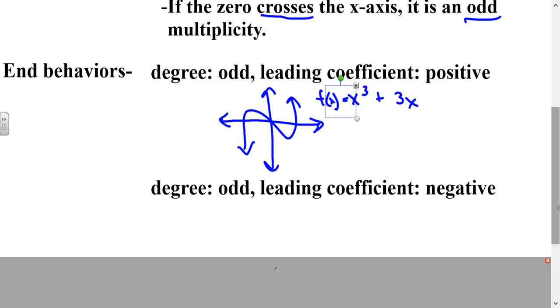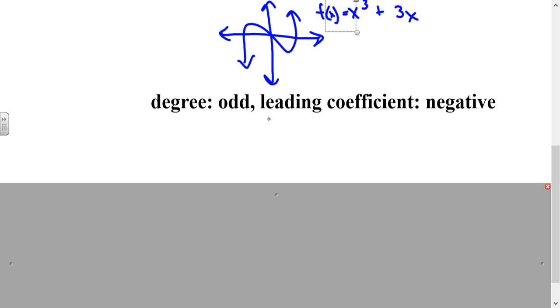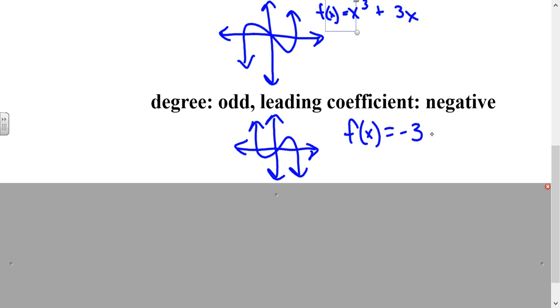This function would have an odd degree, and the leading coefficient would be 1, and it's positive. Now, if the degree is odd and the leading coefficient is negative, then the graph would look backwards. It would go the other way. It's still a snake, but it goes up on the left and down on the right. So for instance, that would be something like f(x) = -3x^3 - 2x^2 + 2x + 1. So it has an odd degree and a negative leading coefficient.